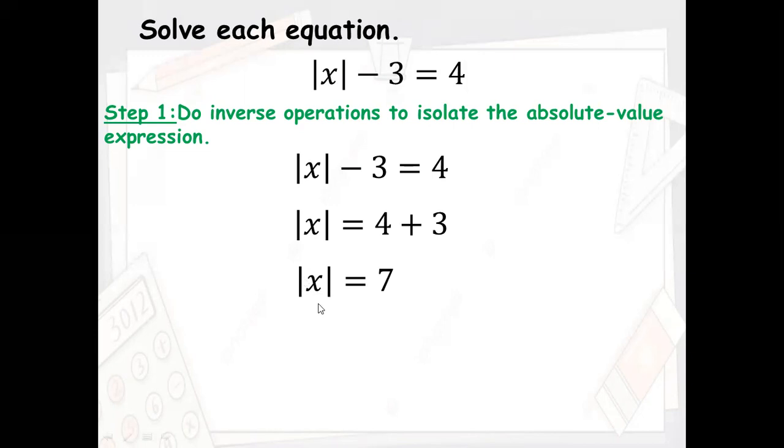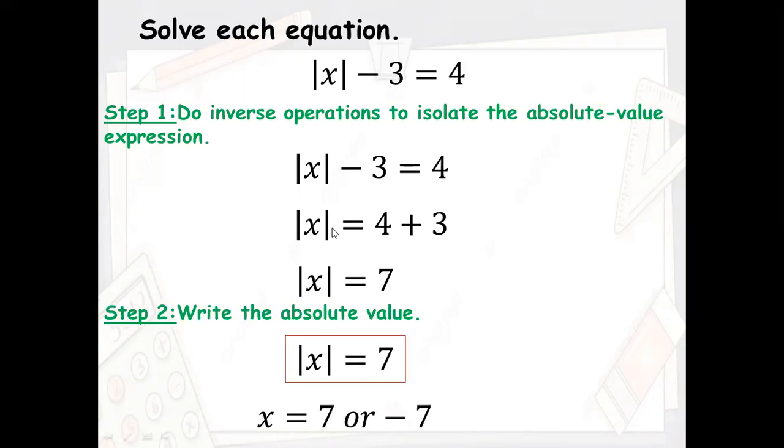So what do you think is the number which is going to be here? It can be 7 or negative 7. So x is equal to 7 and x is equal to negative 7. In fact, it should be "and" here. Okay, so hopefully this is easy. You only have to get rid of the number there.